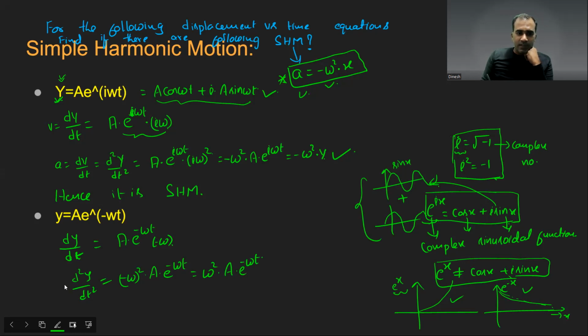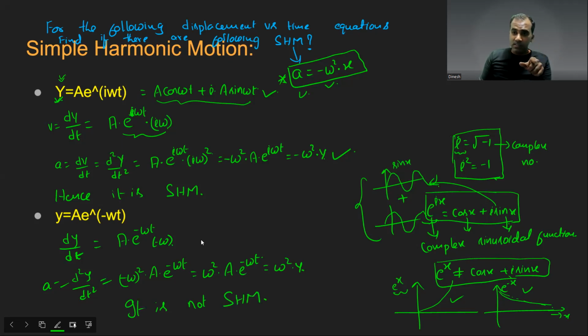So is the relation satisfied? The minus sign is missing. One reason is the minus sign is missing. Acceleration and displacement: this is equal to omega square into y. So acceleration is proportional to displacement, but the direction of displacement and acceleration, in this case, both are in the same direction. That is one reason to say that it is not SHM.